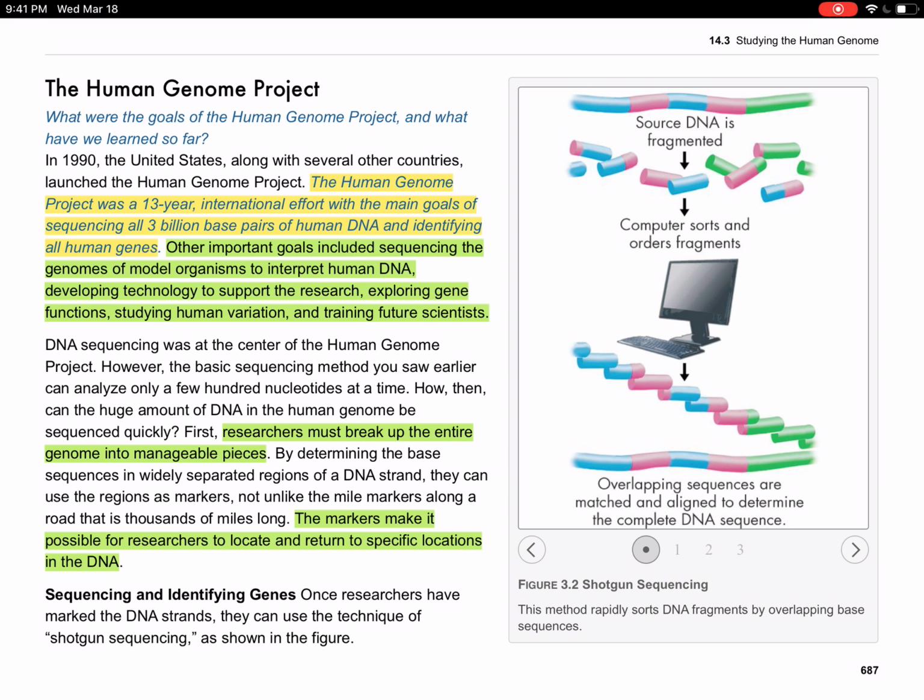1. Sequencing the genomes of model organisms to interpret human DNA. 2. Developing technology to support the research. 3. Exploring gene function. 4. Studying human variation. And 5. Training future scientists to be able to continue their project. Markers. Markers are used to break up the entire genome into manageable pieces, kind of like a mile marker on highways.